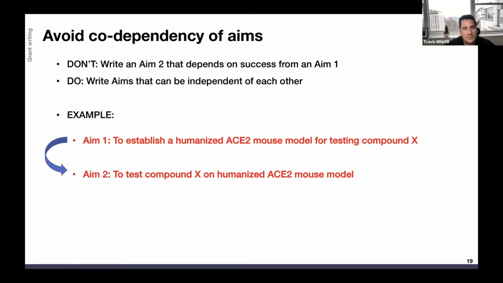Whenever I'm a reviewer for NCI or whatever, I really don't like to see codependency on aims. Using COVID as an example, aim 1 would be to establish a mouse model for testing a compound, and aim 2 is to test a compound on that mouse model. So aim 2 is heavily dependent on the success of aim 1. Making a mouse model is actually really difficult and can fail all the time. If you don't achieve aim 1, you can't achieve aim 2. So make sure that they're not relying on each other.